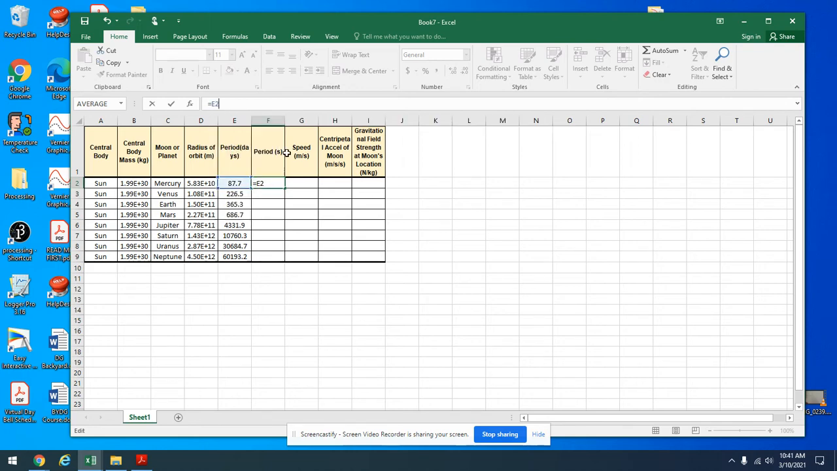I'm going to type E2. And then I need to multiply that by, let's see, this is days. So there's 24 hours in a day times 60 minutes in an hour times 60 seconds. That's 86,400 seconds in a day. That's a fun fact that you end up knowing if you're a physics teacher. So I'm going to hit enter there, and that will give me that period in seconds.